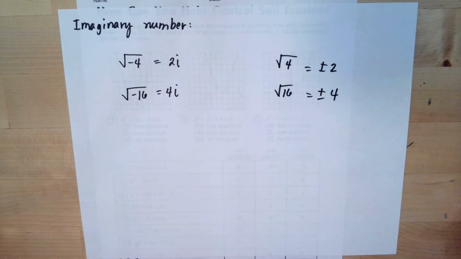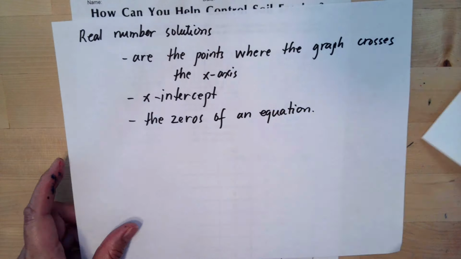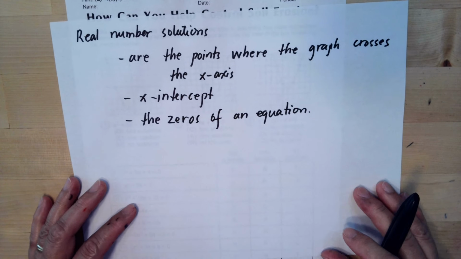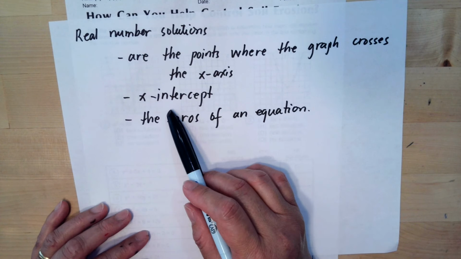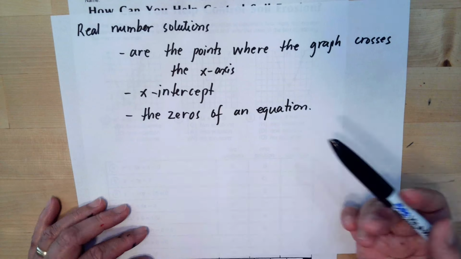Then you will say counting distance, so it should be a positive number. Yes, for distance it is positive, but if the distance is negative, it only implies that you already turned to the opposite direction. So the negative only indicates the direction of your motion. Now let's go back to real number solutions. We know already the real number. Then the real number solutions are the points where the graph crosses the x-axis, or they are the x-intercepts, or they are the zeros of an equation.